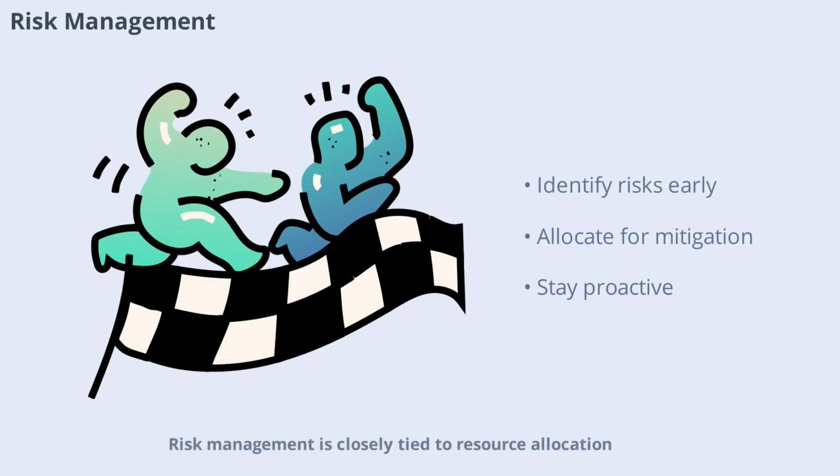Risk management is closely tied to resource allocation. Identifying potential risks early allows you to allocate resources for mitigation or contingency plans. This proactive approach helps you handle issues before they escalate and keeps your project on track.